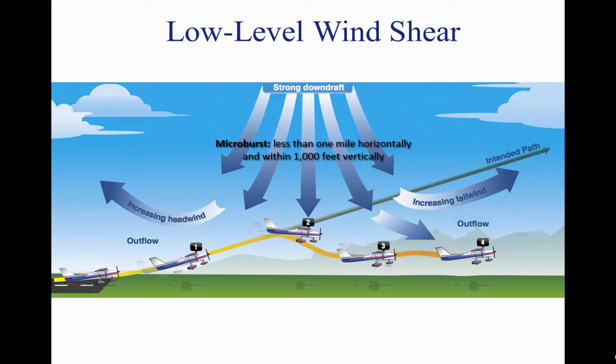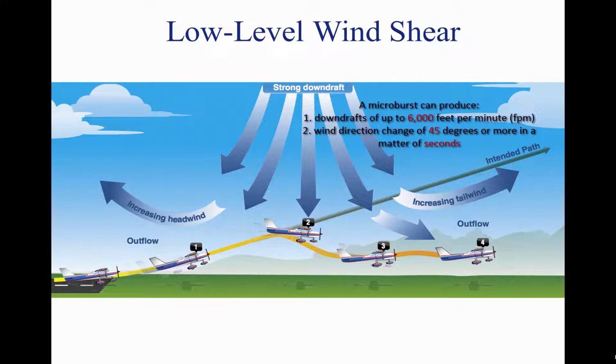A typical microburst occurs in a space of less than 1 mile horizontally and within 1,000 feet vertically. The lifespan of a microburst is about 15 minutes, during which it can produce downdrafts of up to 6,000 feet per minute, FPM. It can also produce a hazardous wind direction change of 45 degrees or more in a matter of seconds.